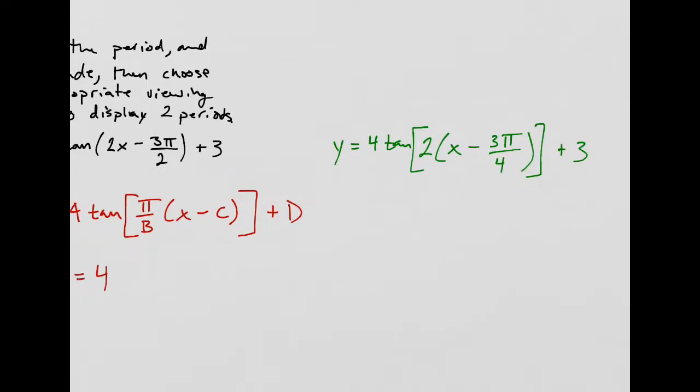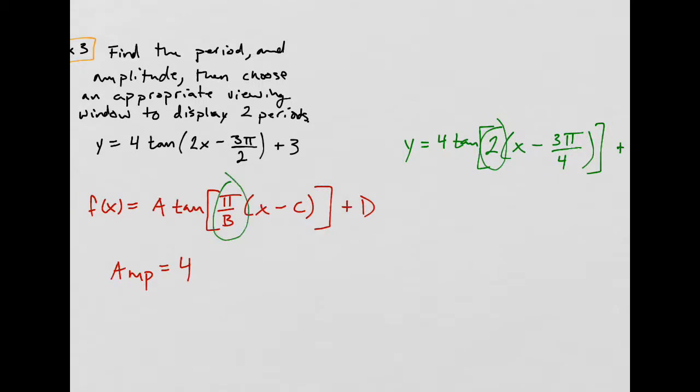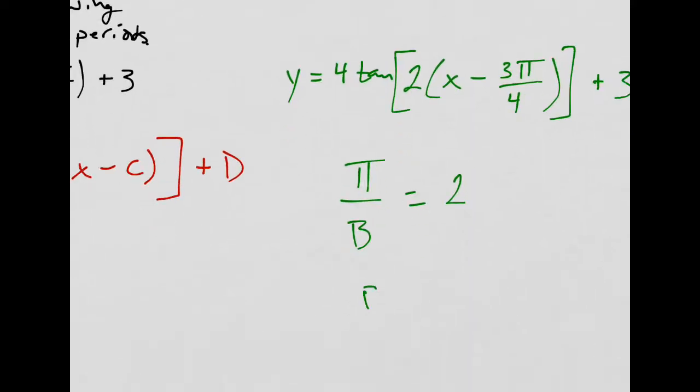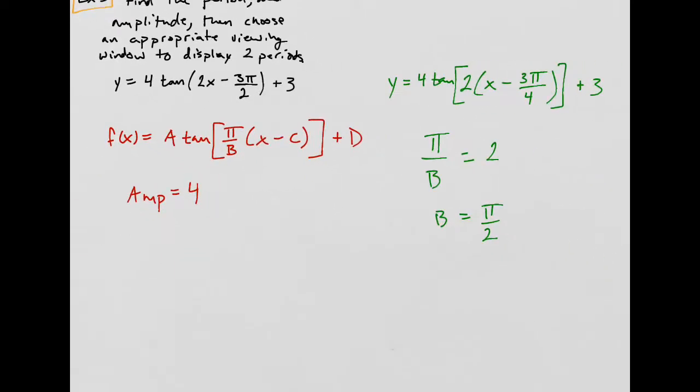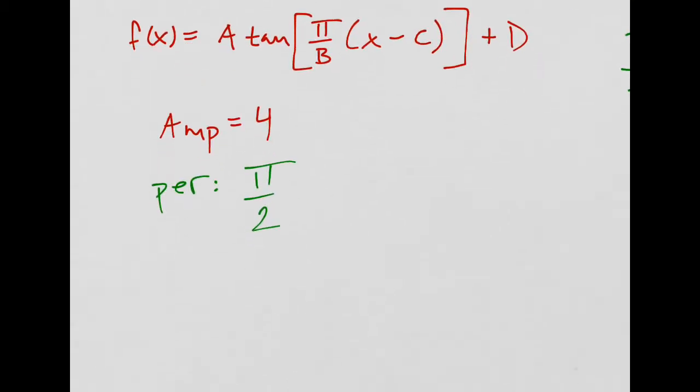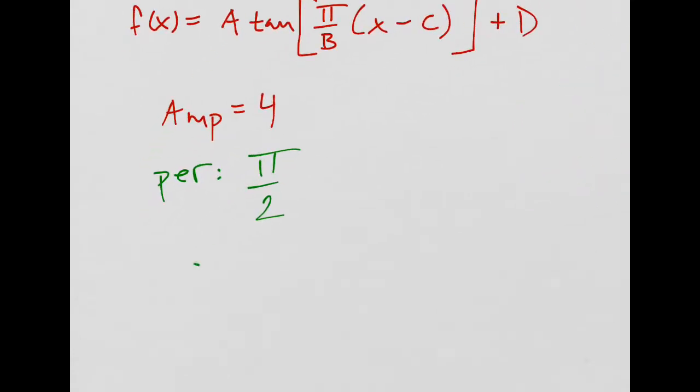So really, this 2 is this pi over b. I do the same exact thing, except now I'm using pi over b equals 2. So solve for b, or I can just switch them. That's what you would do. Multiply both sides by b, divide both sides by 2. You get pi over 2. So there you have it. The period is pi over 2, and the appropriate viewing window to display 2 periods would just be from negative pi over 2 to pi over 2.